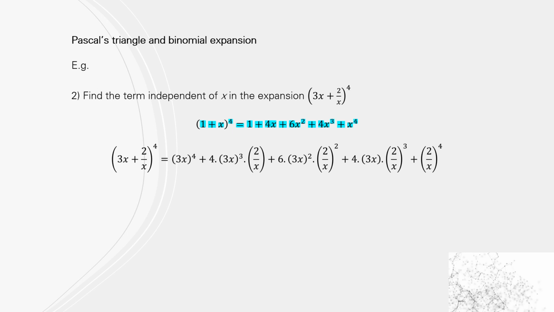Find the term independent of x for this expansion. Because it's to the power of 4, we're going to use the 1, 4, 6, 4, 1 row of Pascal's and use our expansion. So this will be 3x all to the 4, plus 4 lots of 3x all cubed times 2 over x, plus 6 lots of 3x all squared times 2 over x all squared, plus 4 lots of 3x times 2 over x cubed, plus 2 over x to the 4.